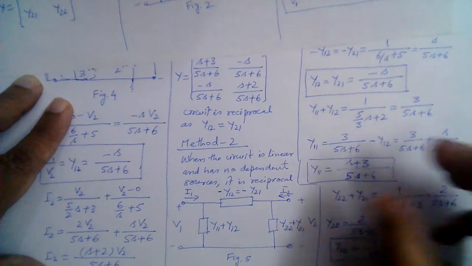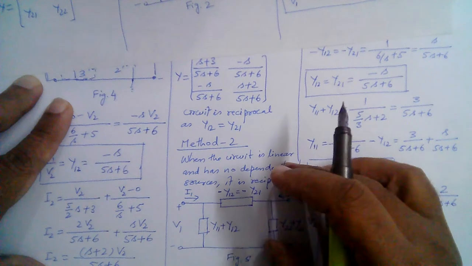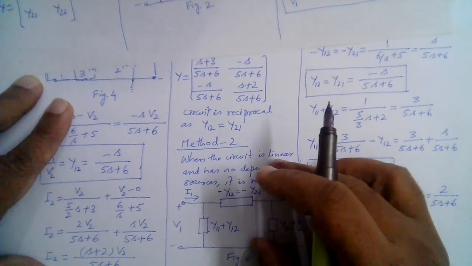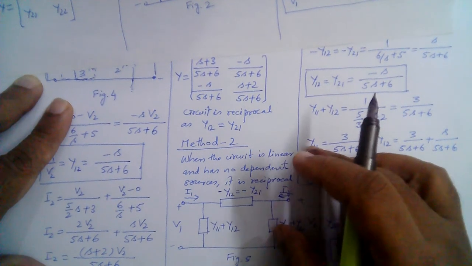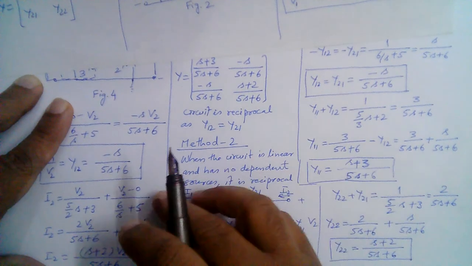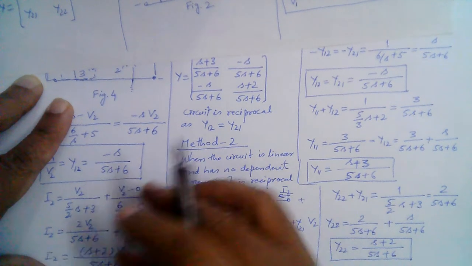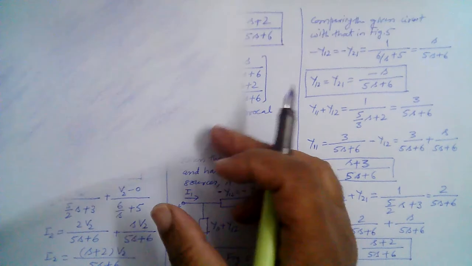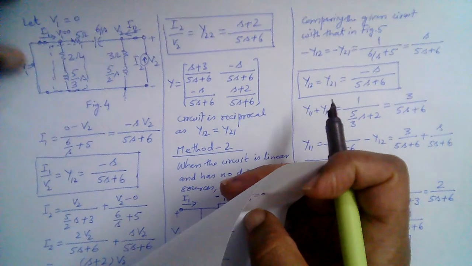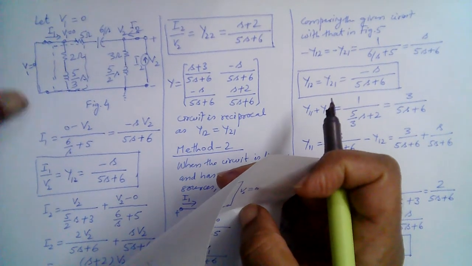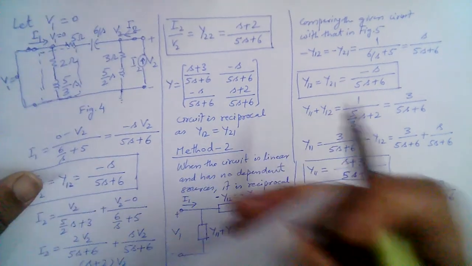But to apply the second method, you must ensure that the circuit is linear and has no dependent sources, and that it is reciprocal. Only then can you apply this method, right? So we can still use another method. There are other ways to find the y parameters from this circuit. Let's call that method 3.